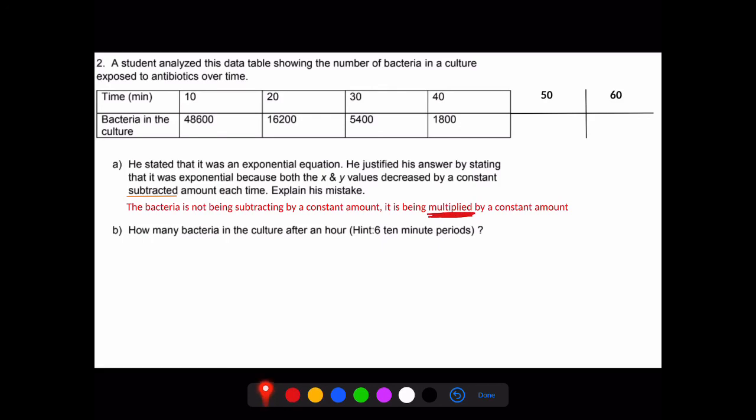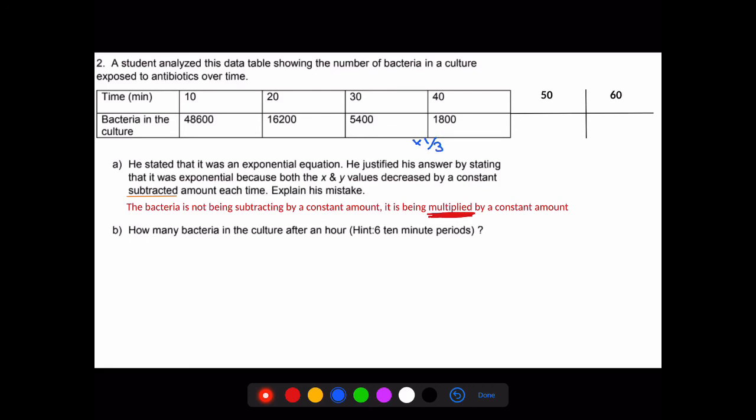Now, how many bacteria in the culture after an hour? The hint here is 6 10-minute periods. So, if we think about this, there's 60 minutes in an hour, and that's why I extended my table a bit. So I need to get 50 and 60 here. If I take a number below, divide by the number above, and this is just a table that's turned on its side, so this is my number below, 1800, divided by the number above, 5400, we realize that we're multiplying by 1/3 each time.